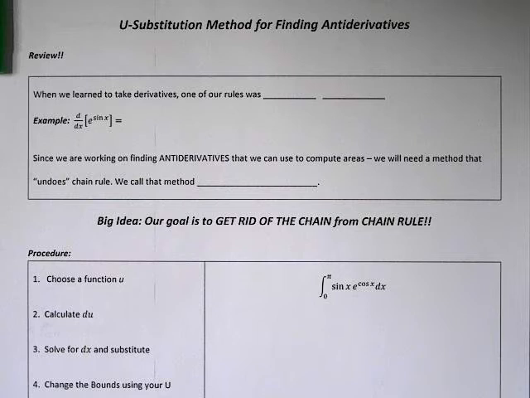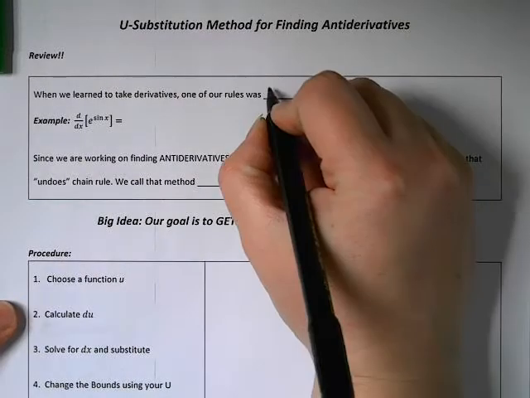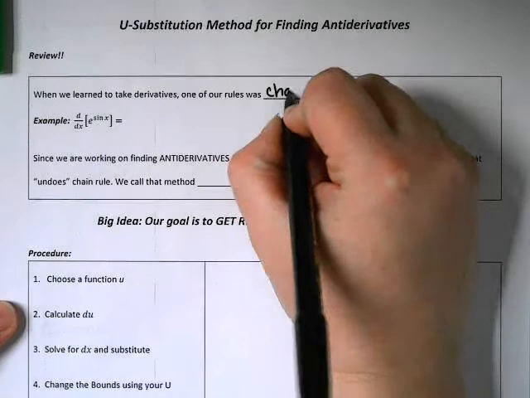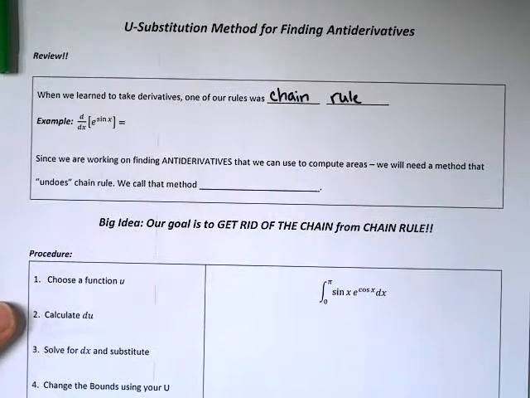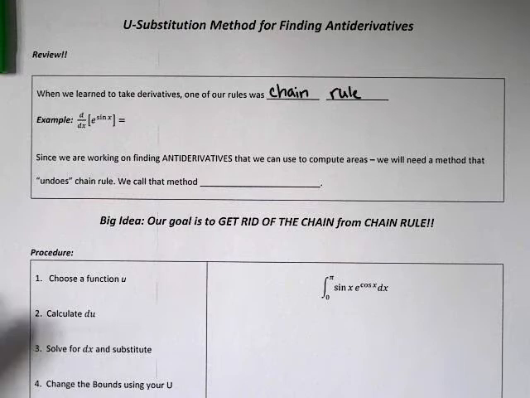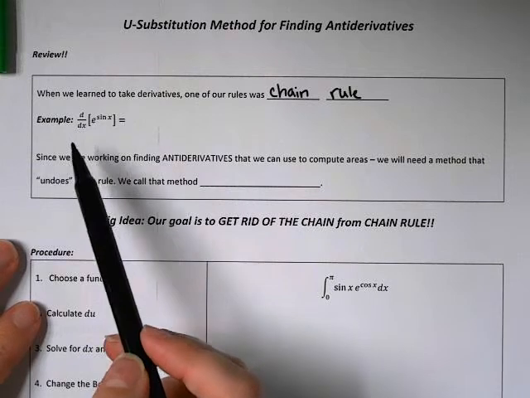So if you think back to when we talked about derivatives, one of our rules that we talked about was the chain rule. All right, and so what we're going to be doing now is we're going to be exploring how to undo the chain rule. So let's first look at this example here.